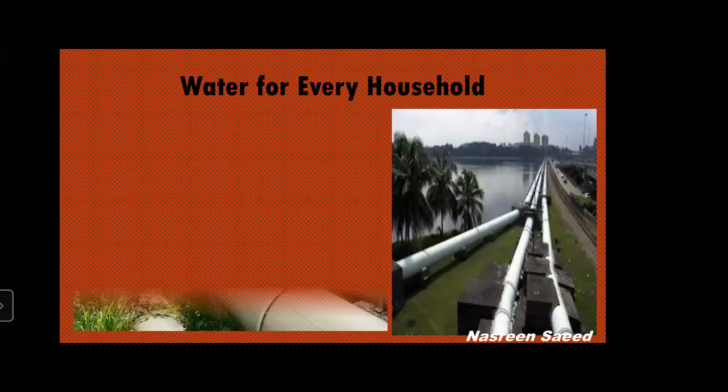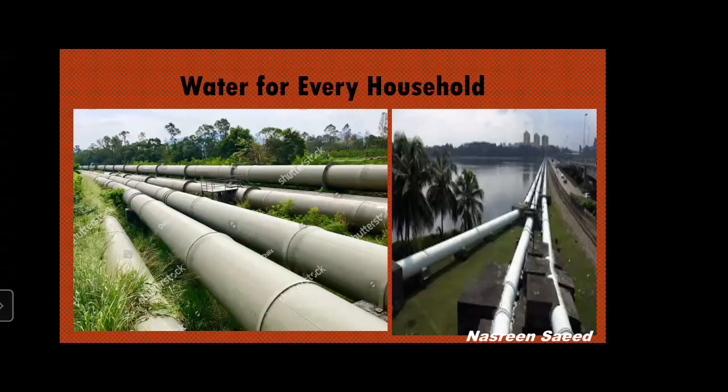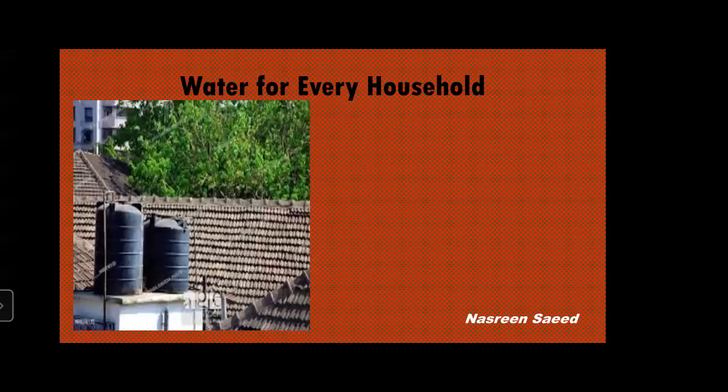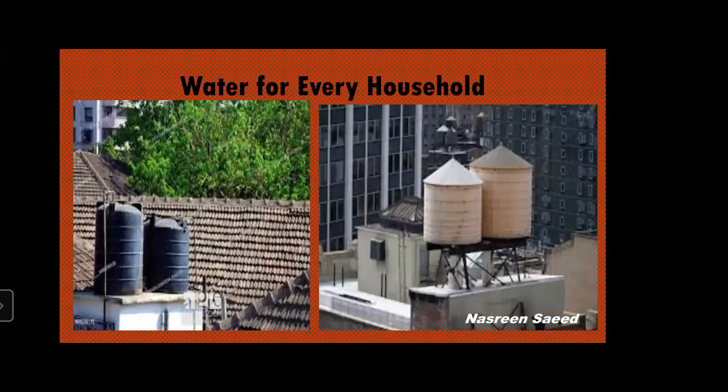Now these big pipes branch out into smaller pipes which lead to different areas around the large water tank. So from the tank, we remove the water through big pipes, and these big pipes branch out into smaller pipes. In particular areas, the pipe branches out into smaller and smaller pipes which take water to every house.